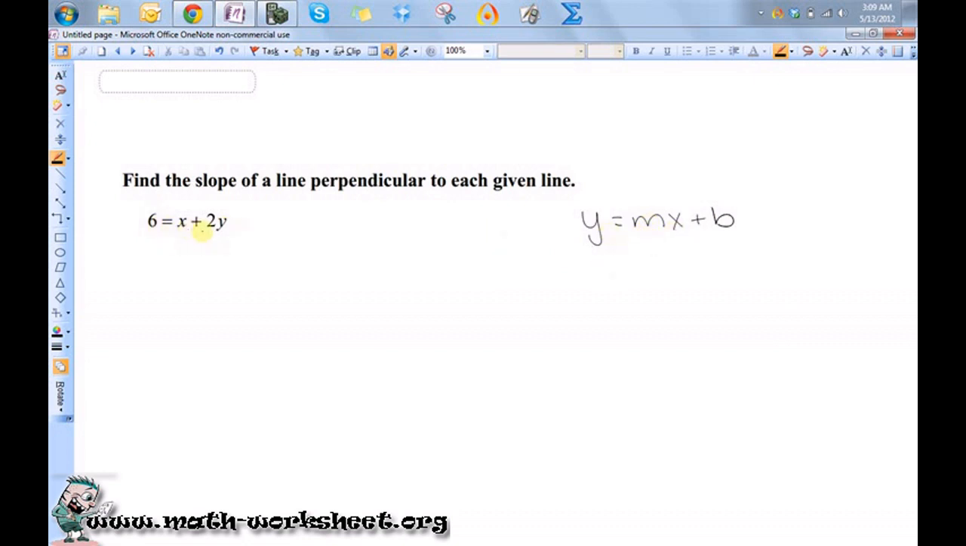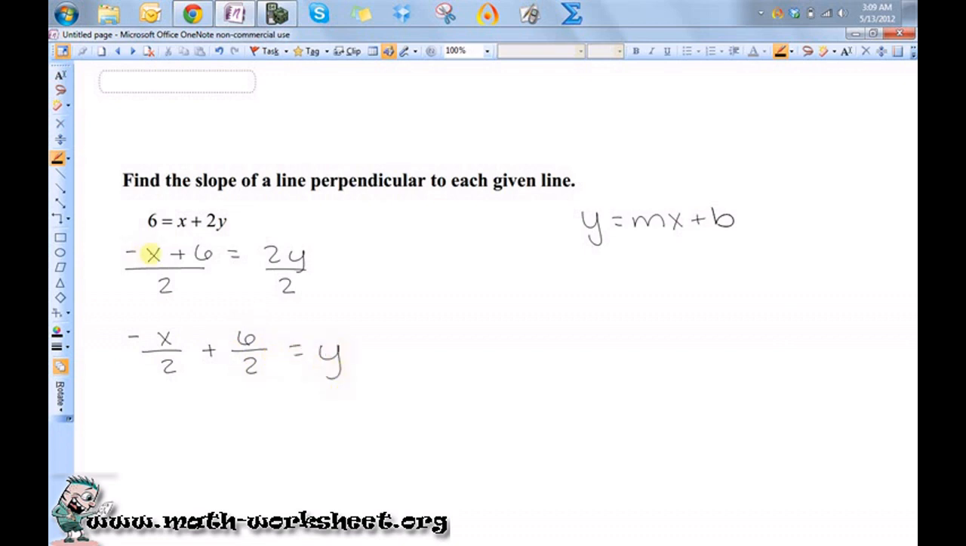Okay, so let's first solve this equation for y. It has to say y equals some stuff. Okay, so I need to first subtract x, so I get negative x plus 6 equals 2y. Okay, then I need to divide both sides by 2. So this will be negative x over 2 plus 6 over 2 equals y.